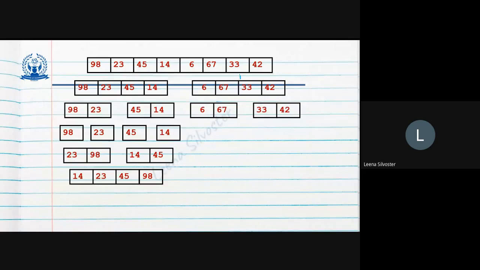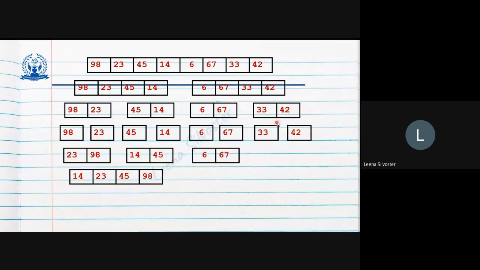So again, this set is divided into two. This four element set is divided into two. Again, this two element set is divided into two. Again, we will sort it and combine it. So actually 6 and 67 are in order. So we can place 6 first, after that 67. Then we are having one more two element set. So it is also in sorted order.